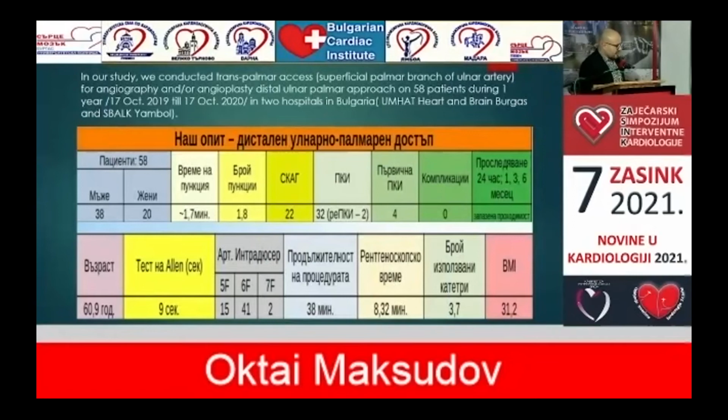This is our experience. These are the numbers collected over 1 year, from October 2019 up to October 2020. 58 patients, of which 22 were only coronarographies, 32 were percutaneous coronary interventions, and two of them were repeat PCIs. That means that the first and the second intervention were done by the same right transulnar access. The average age of the patients was 61 years. You can see that we have used all kinds of introducers, and we did the follow-up at 24 hours after the intervention, then at the first, third, and 6 months. The ulnar artery in every single one of those 58 patients was absolutely patent. What is common for the patients is that they were highly obese, with an average body mass index of 31.